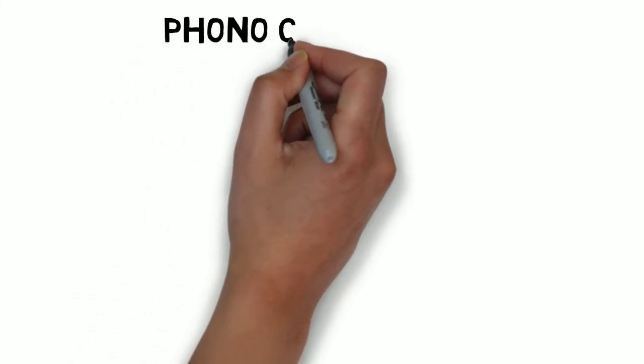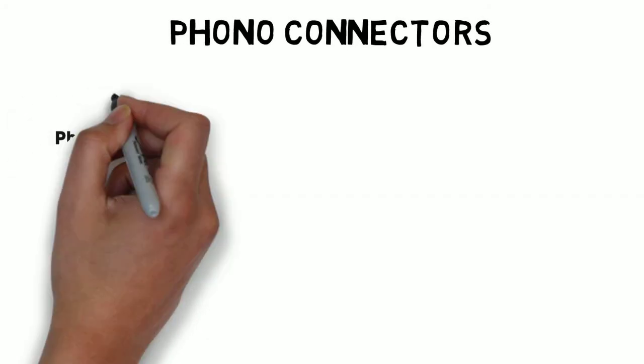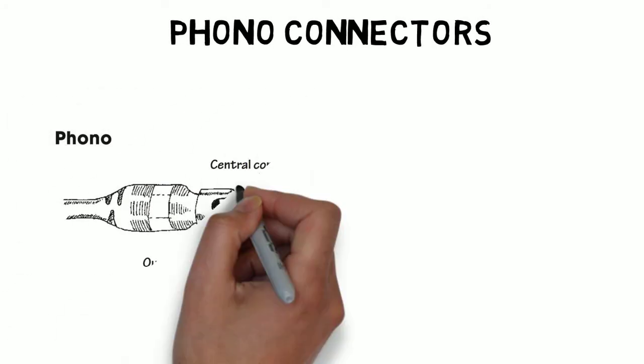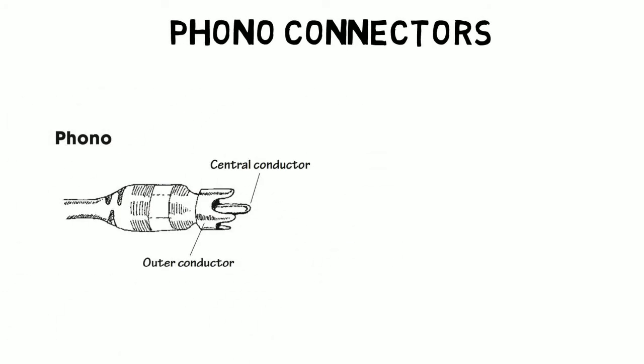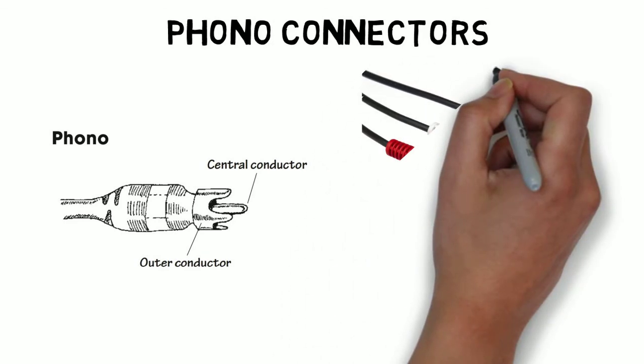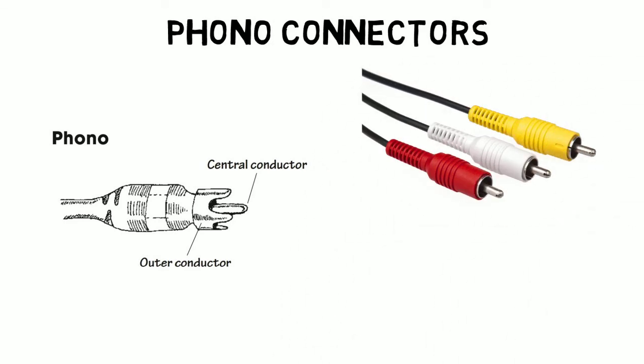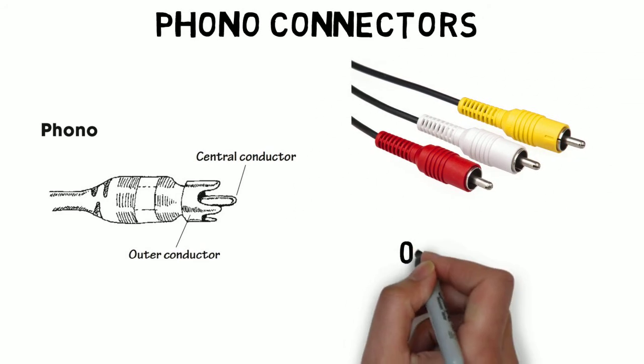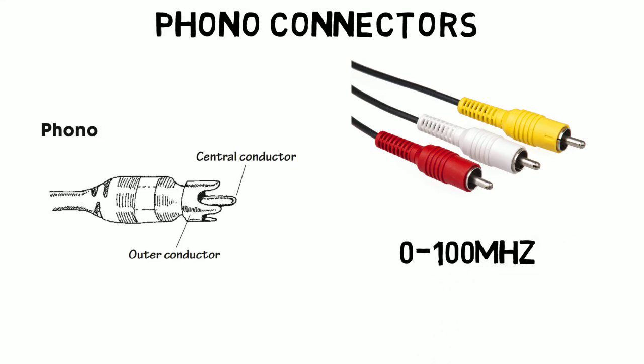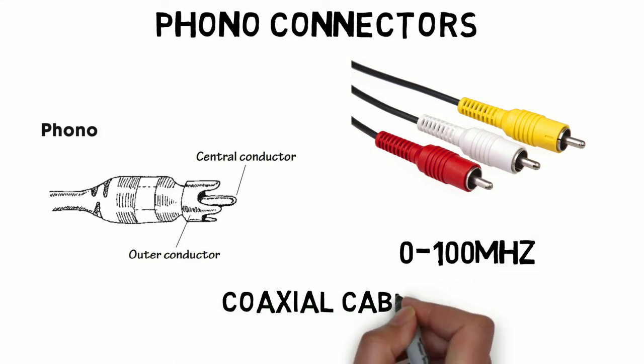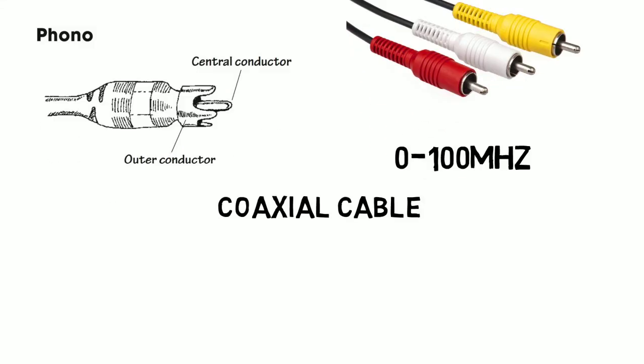Seventh on our list are phono connectors. This type of connector is referred to as RCA plugs or pin plugs. They are used primarily in carrying audio signals and video signals. Their passband is around 0 to 100 MHz, and they use a coaxial cable. If you do not know what a coaxial cable is, watch our previous basics video on cables.